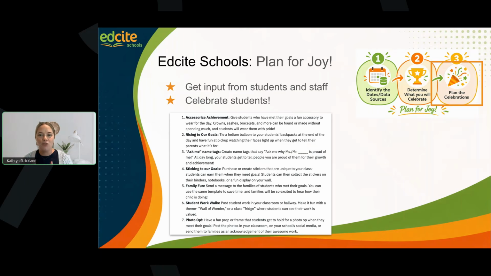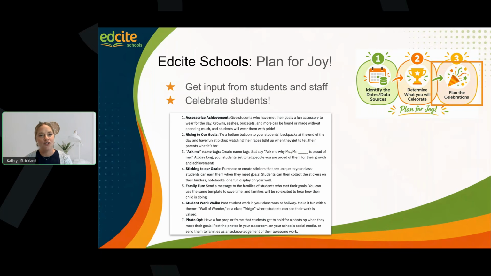And I also just want to mention, I've seen teachers do every single one of these, but I've never seen one teacher do them all. So I don't want anyone to feel overwhelmed like you have to do all of these things. Pick one, maybe 2 that you find fun that matches your personality and then run with it. The first idea here is accessorize achievement.